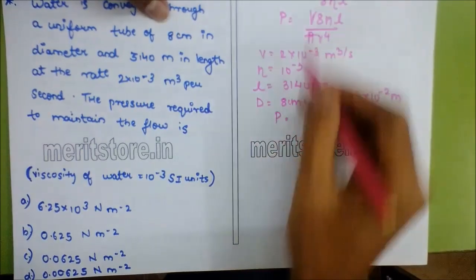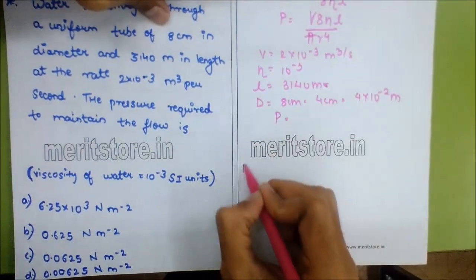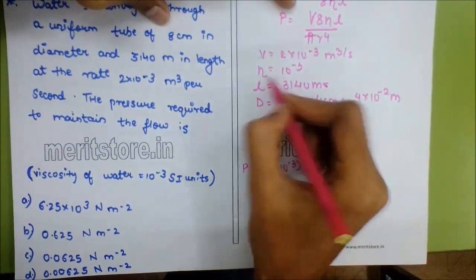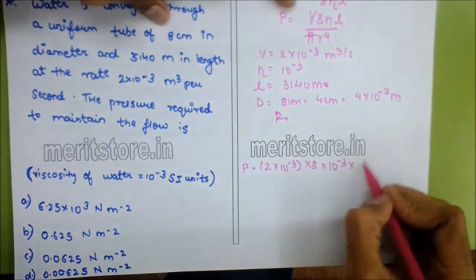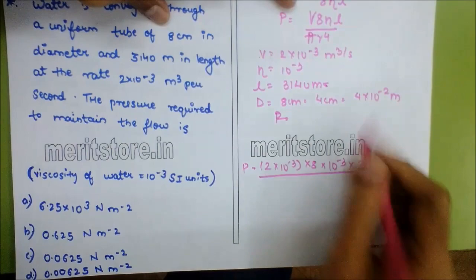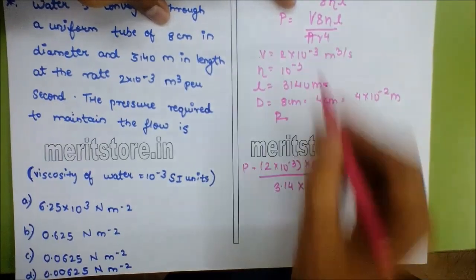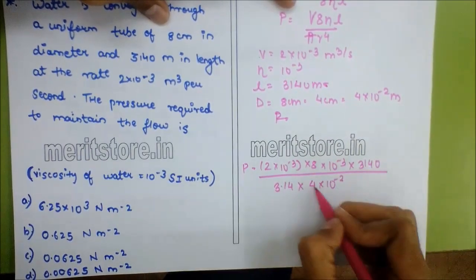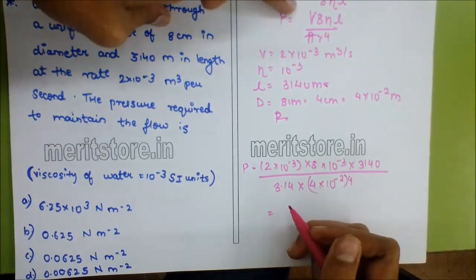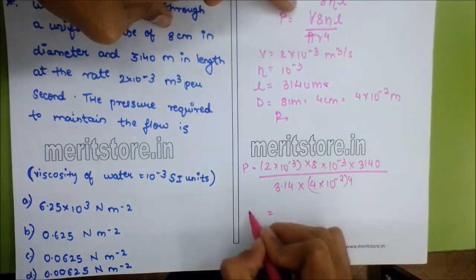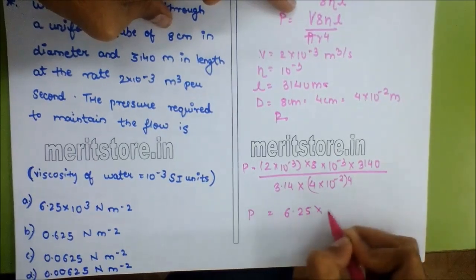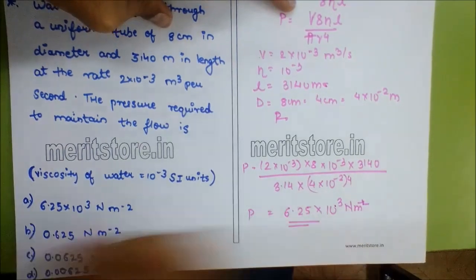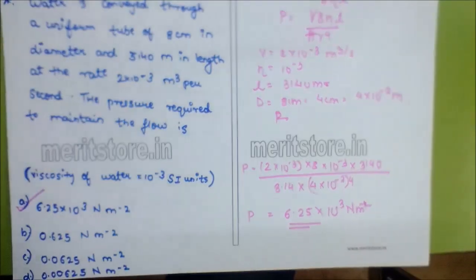Okay, put all the values in the formula. We get P equals V, which is 2 into 10 raised to minus 3, into 8, eta is 10 raised to minus 3, into length 3140, upon pi 3.14 into radius 4 into 10 raised to minus 2, raised to 4. After solving the entire values, the pressure which you will get is 6.25 into 10 raised to 3 Newton per meter square. So the correct option is 6.25 into 10 raised to 3.